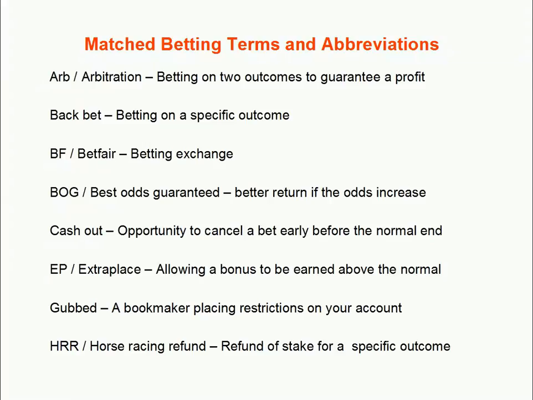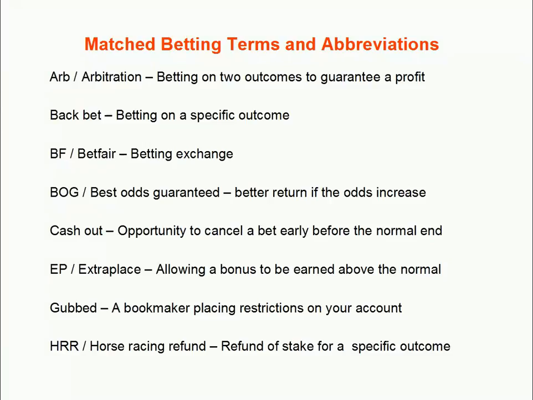The next, BOG, best odds guarantee. Basically, this is something that is offered by certain bookies, and say if you placed a bet on a horse at 4 to 1 an hour before the race, and at the start of the race the odds of the horse were 6 to 1, then if the horse won, even though you'd originally bet on it at 4 to 1, the bookies would actually pay you 6 to 1 because basically they are offering you the best odds throughout the period from when you backed it to the start of the race. It's a very handy thing to have.